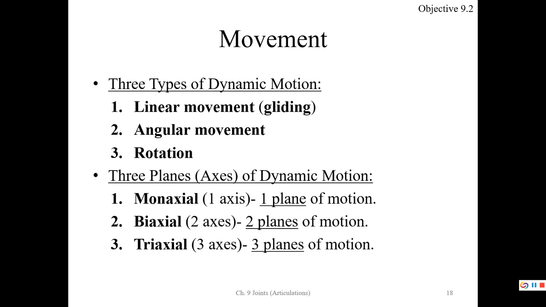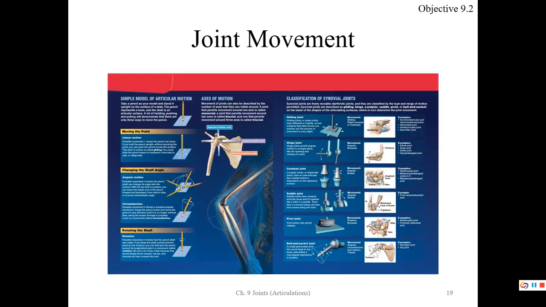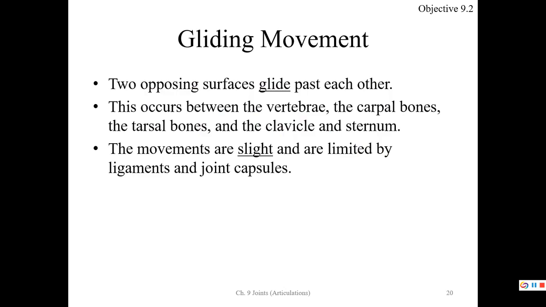We call this biaxial. And if it's three planes of motion, we call it triaxial. So monaxial, biaxial, triaxial. Okay. Now, joint movement can be very dynamic, and we're going to get into some of these, but there are some examples of gliding motions and angular motions and rotating motions and all that.